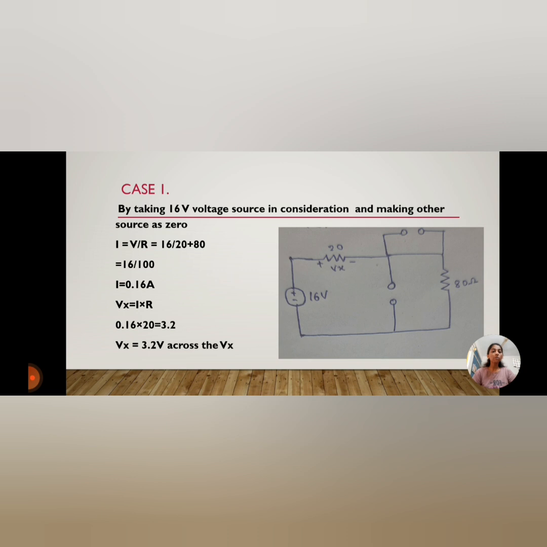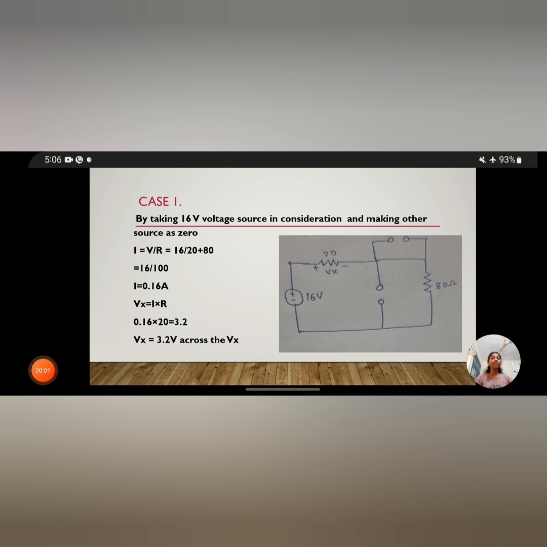First consider Ohm's law: I equal to V by R. I means current, V is 16, and R is 20 plus 80 ohm, so I is equal to 16 divided by 100, which is 0.16 ampere. Then calculate Vx equal to I into R, which is 0.16 into the 20 ohm resistor, equal to 3.2. So Vx equals 3.2 volt.